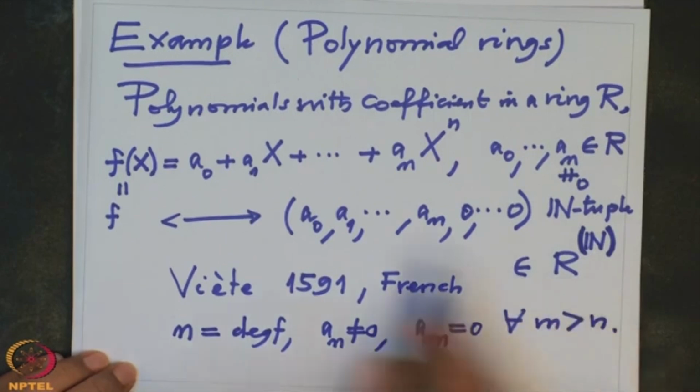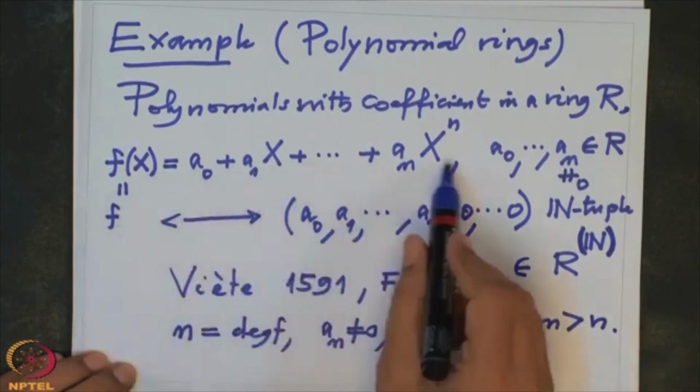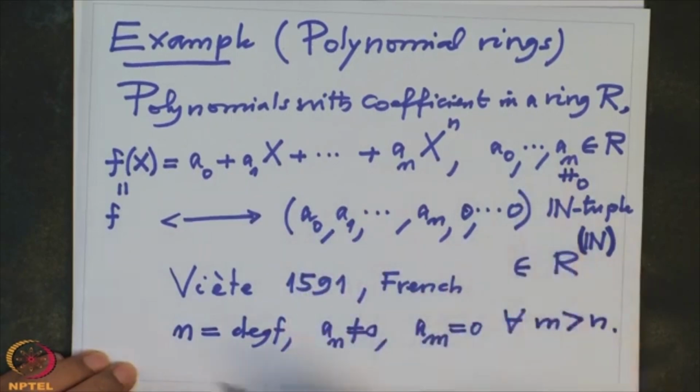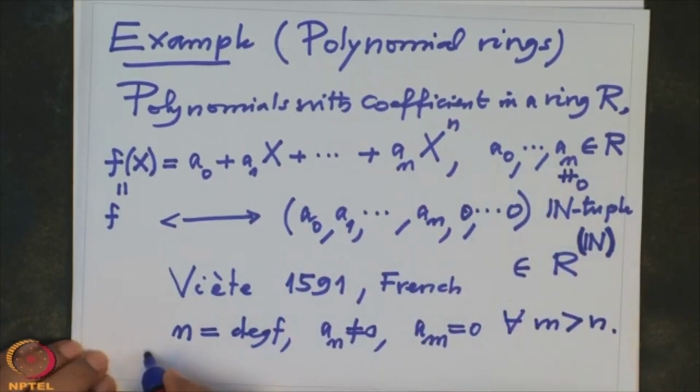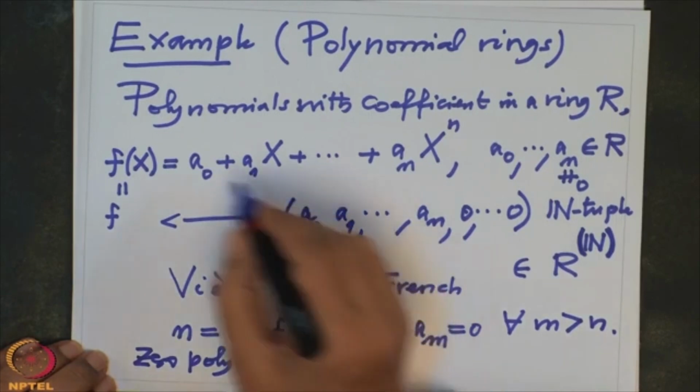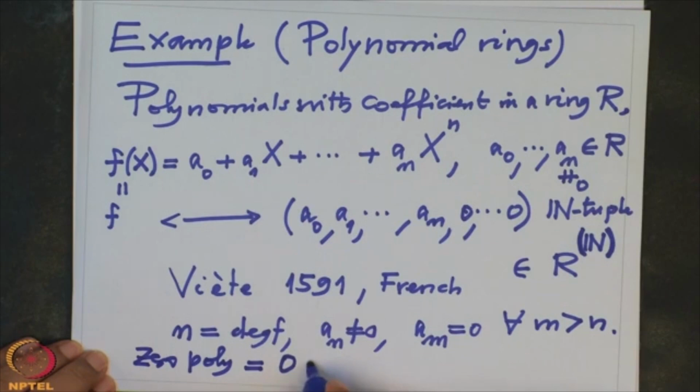Let me remind you, the 0 is also a polynomial, where all the coefficients are 0, the tuple 0, 0, 0. So that is called the zero polynomial. The zero polynomial is the same thing as 0. I will write it 0 because all coefficients are 0. But this is also the tuple 0.